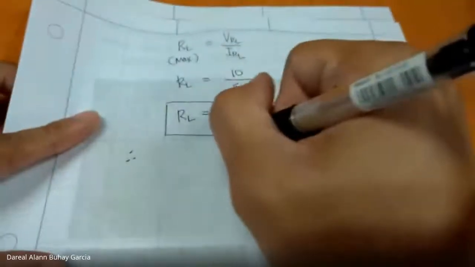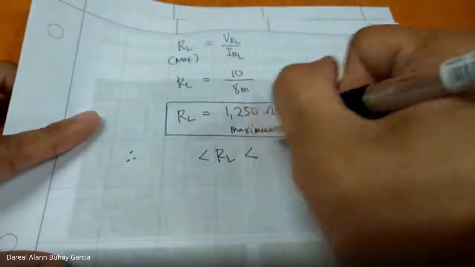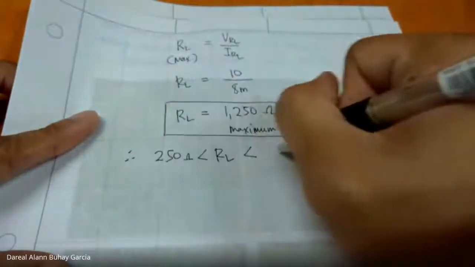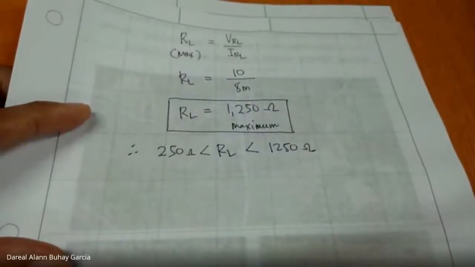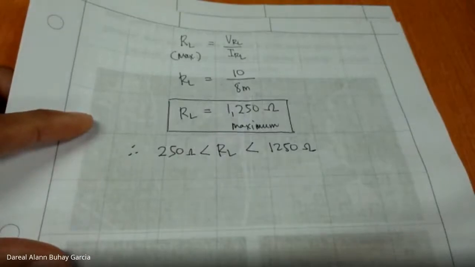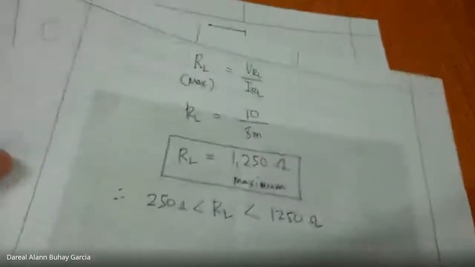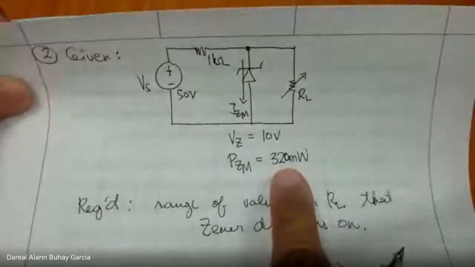Therefore, RL should be between 250 and 1,250 ohms. Questions so far? So instead of 32, it should be 320 milliwatts.